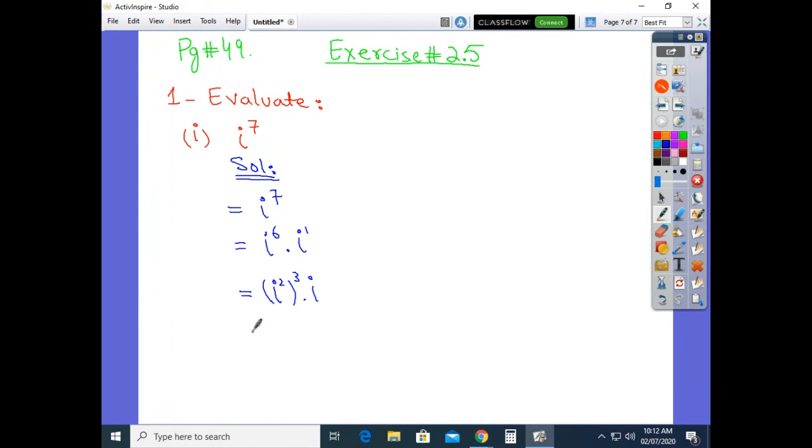Clear? What is the value of iota square? The value of iota square is minus 1, cubed, into iota. We know that if we have an odd power, then the negative sign remains. If we have an even power, then the negative sign becomes positive. Here negative 1 cube becomes negative 1 into iota. If we multiply negative 1 with iota, it becomes negative iota, which is the required answer. If there is any problem in this question, then raise your hand.